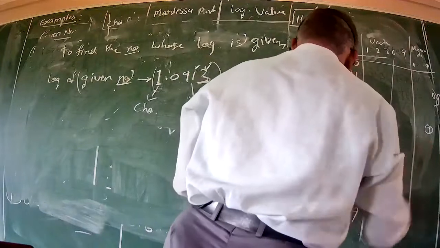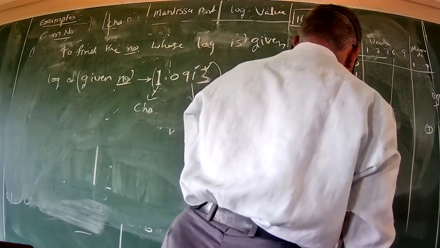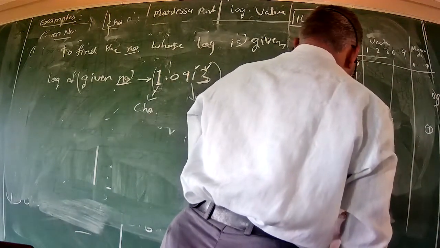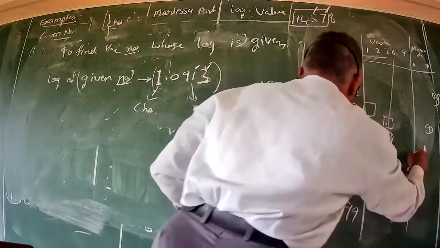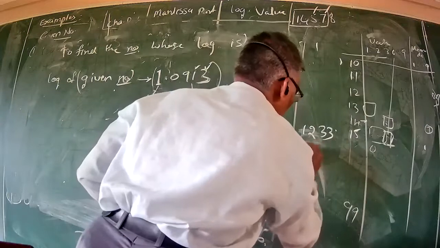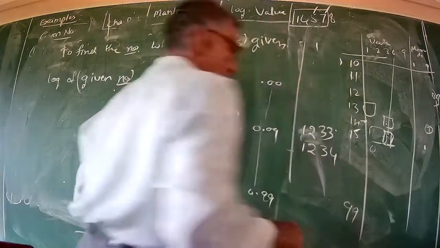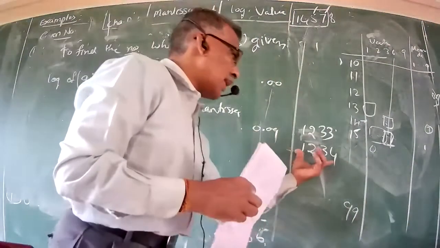In the mean difference column, you find the number whose value is 1. That number 1 is there, so this one is added to this. That becomes 1234. This is the anti-logarithm value.